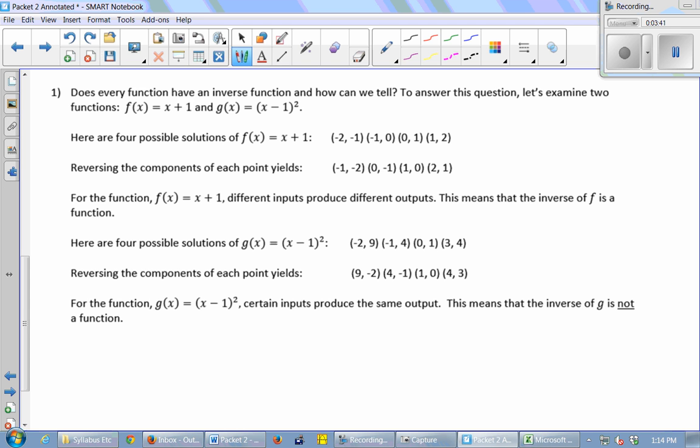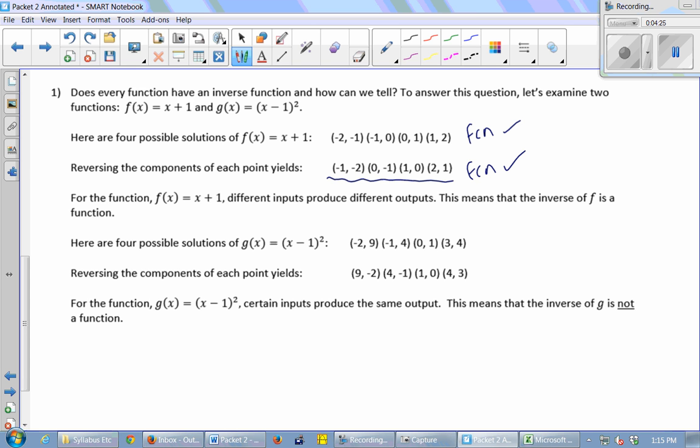So here are 4 points on f of x. If I put a -2 in for x, I get -1 for y. So these are just 4 points on f. And if I reverse them, I get this. So when I reverse them, do I see any problems? Are there any x's that are associated with more than one y? No. So this seems fine. So this is a function, and the inverse looks like a function, right? So for the function f of x equals x plus 1, different inputs produce different outputs. The inverse is also a function.